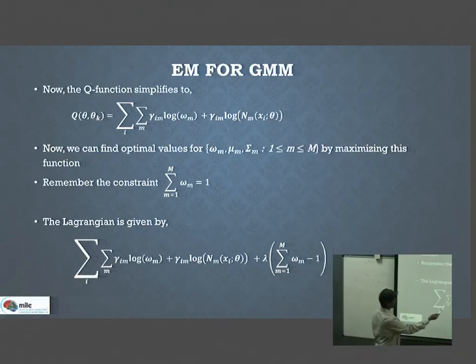So you have to construct the Lagrangian: this is the objective function plus the Lagrange multiplier times the constraint which you have. Now you can differentiate this one. As this is an equality constraint, you don't have to worry about the sign of the Lagrange multiplier. It can be positive or negative.